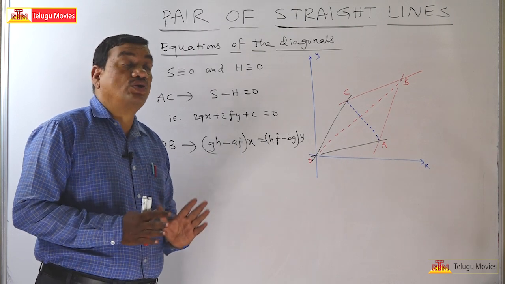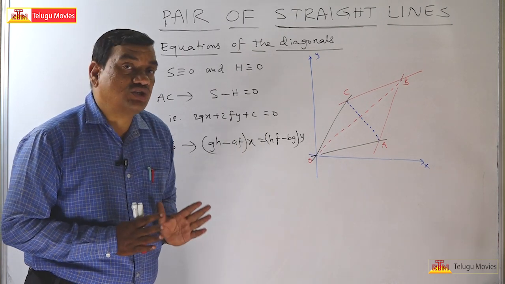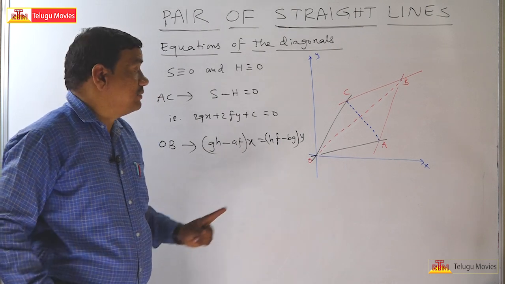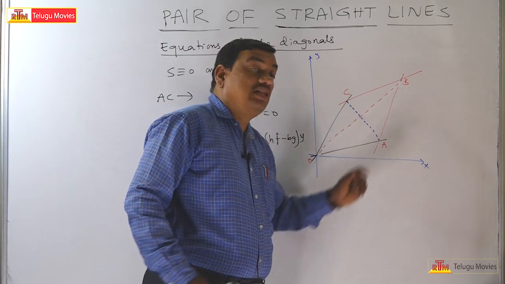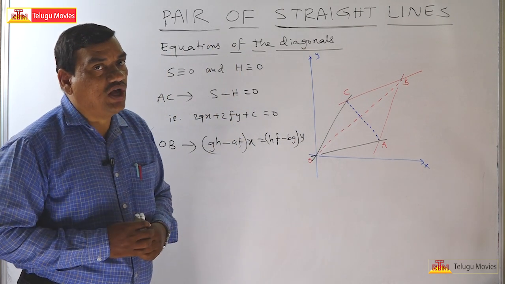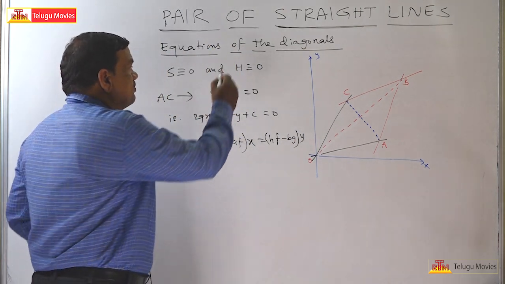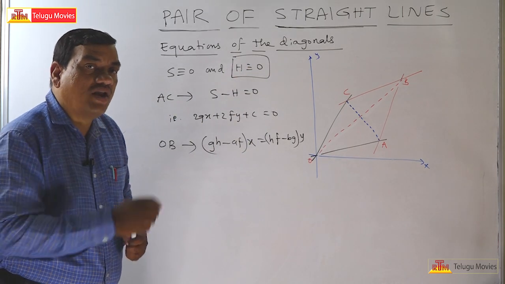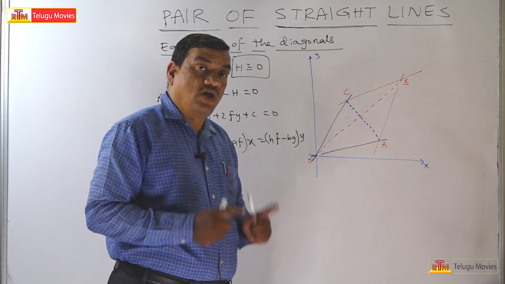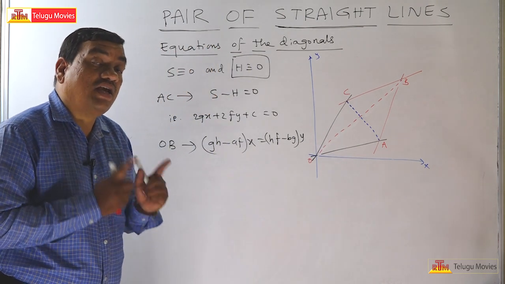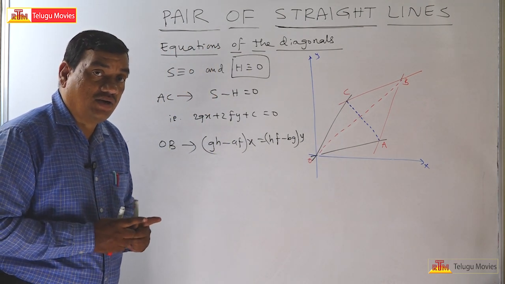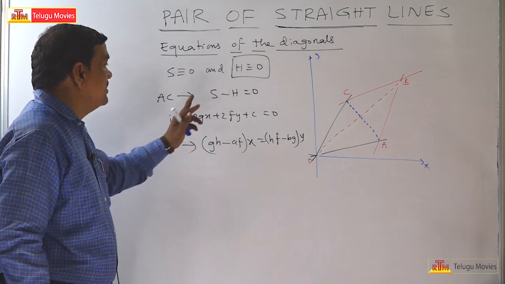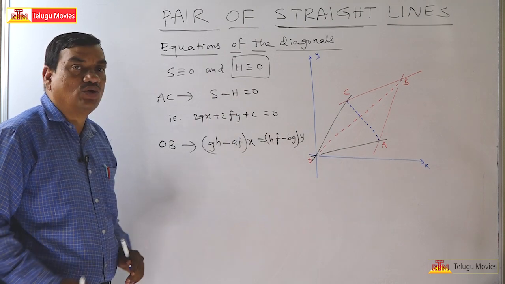If you want to find the equations of the diagonals, there are obviously two diagonals. One passes through the origin and the other does not. Here H = 0 is the equation of the pair of lines passing through the origin. The equation of the diagonal not passing through the origin is simply S - H = 0.